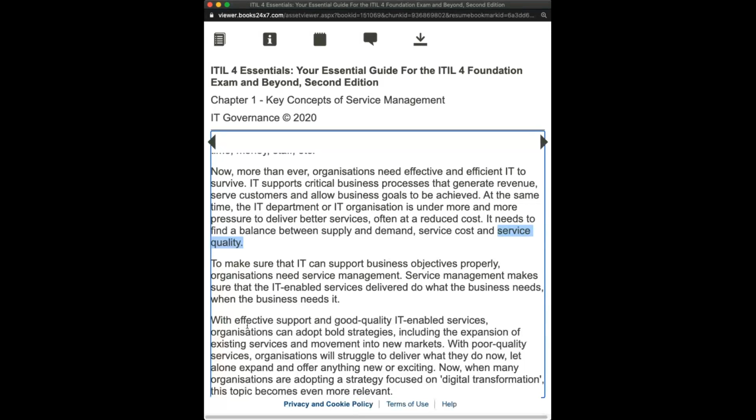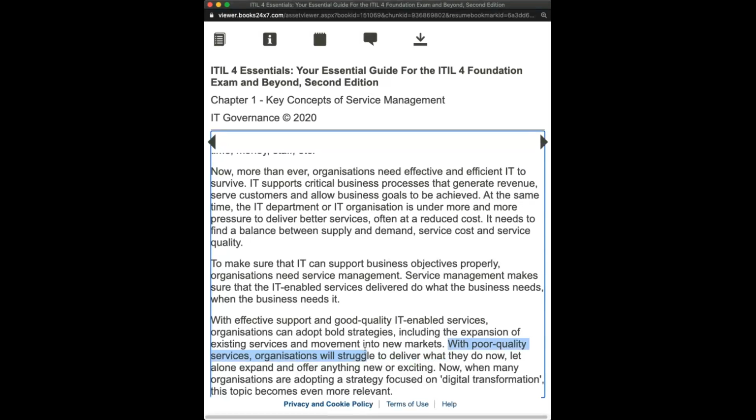Okay, so with effective support and good quality IT enabled services, an organization can adopt bold strategies, right? It could even be risky strategies, including the expansion of existing services and movement into new markets. Again, bold could mean a risky strategy. There's a good reward, but there's also a good chance of getting a loss, right? But that's how you can innovate and enter into new markets. And if you're successful and lucky, you reap the rewards.